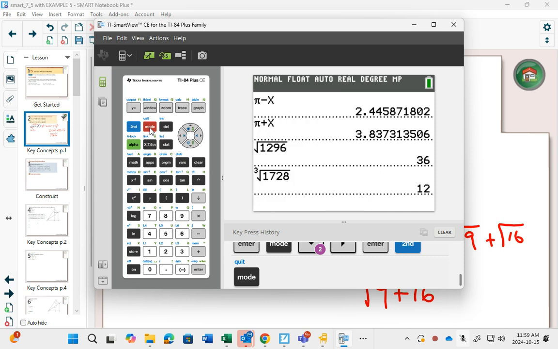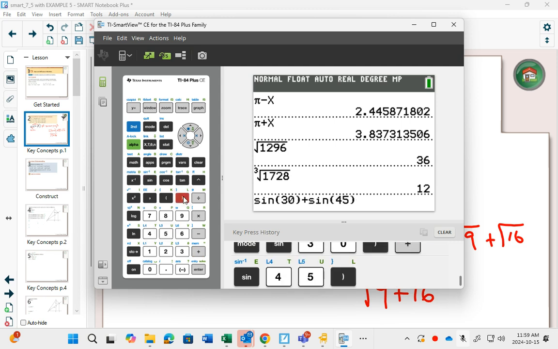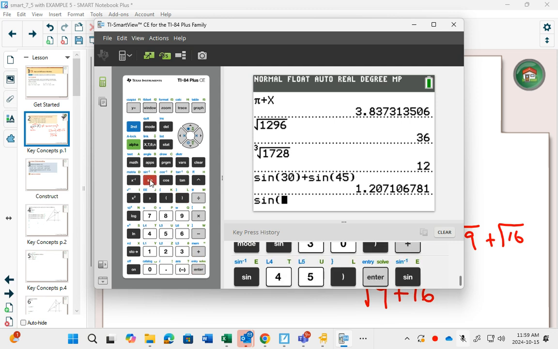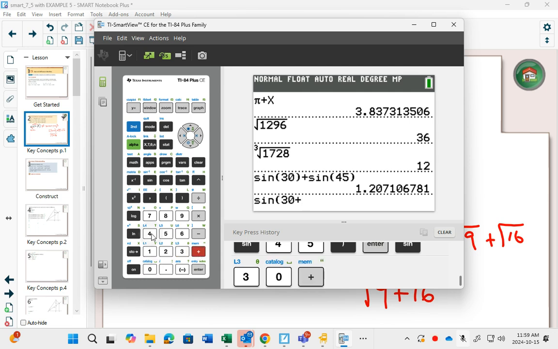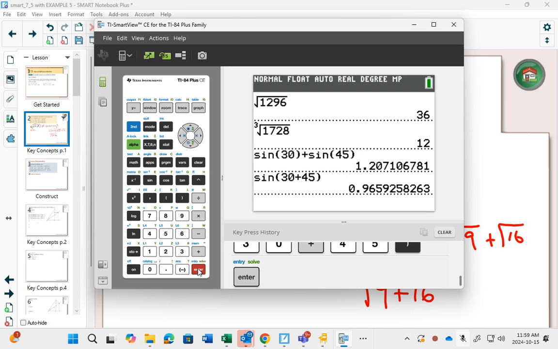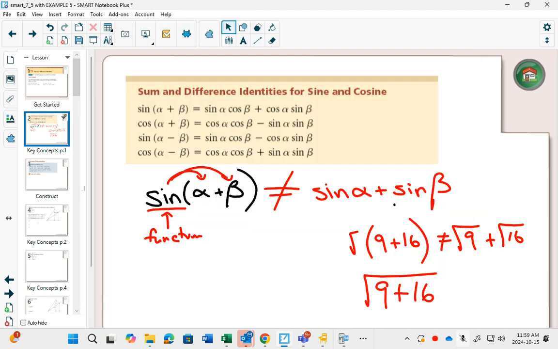If I do sine of 30 degrees plus sine of 45 degrees, is that the same as sine of 30 plus 45, which of course I could just write 75, but I'm showing it in the same form. Notice the numbers are different. It's not true. But according to this formula, sine of 30 plus 45 should be the same as sine 30 cos 45 plus cos 30 sine 45.